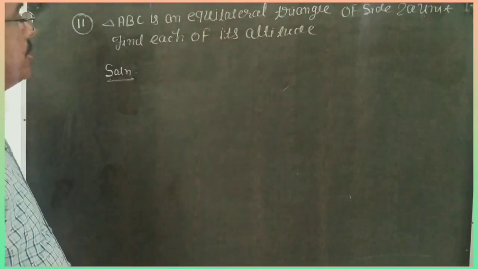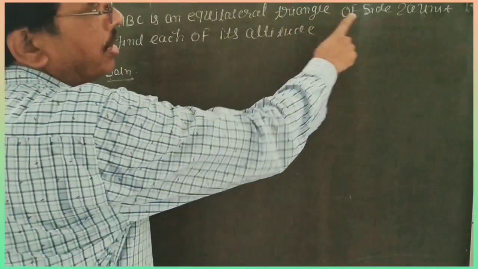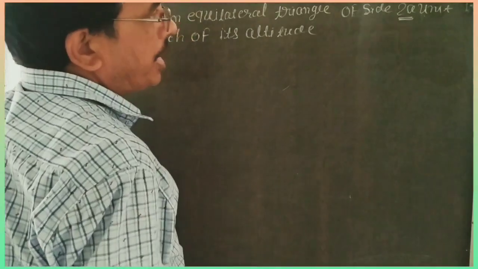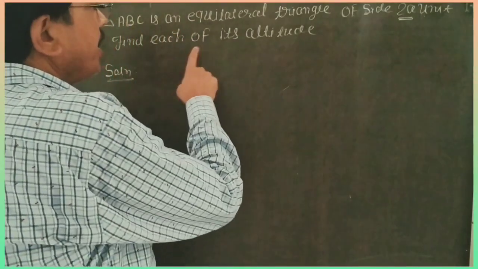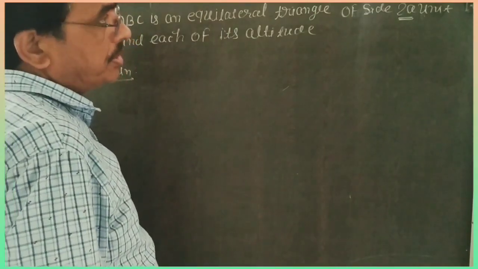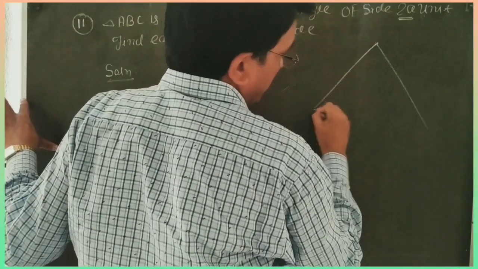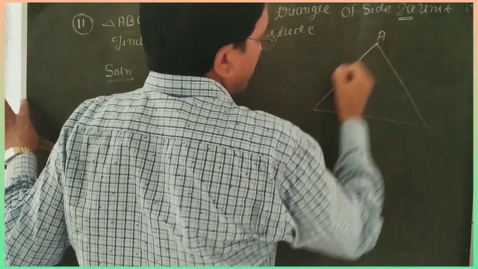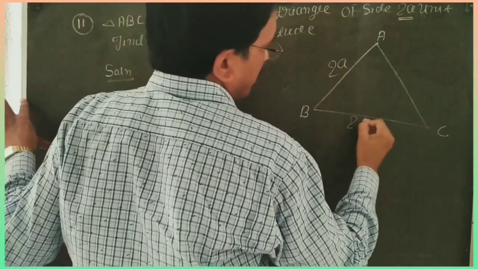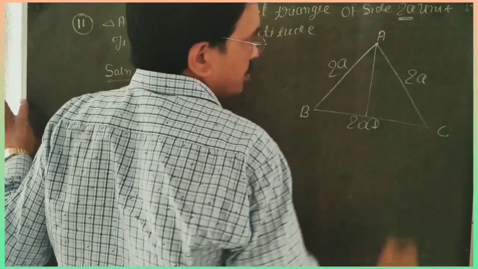Question number 11. Triangle ABC is an equilateral triangle of side 2a unit. Here the variable term is 2a unit. Find each of its altitudes. First you draw equilateral triangle ABC. Side is 2a, 2a, 2a. Your question, what is the altitude?